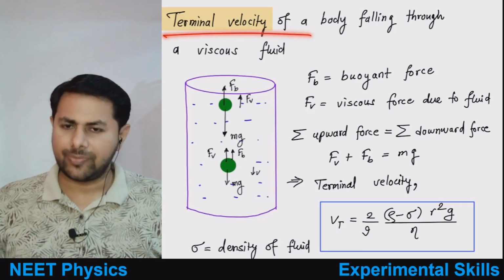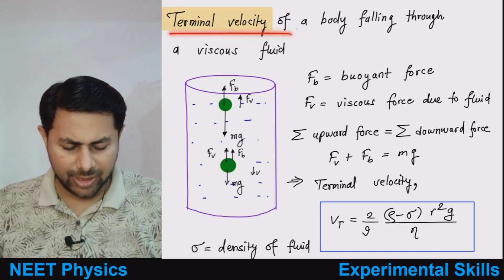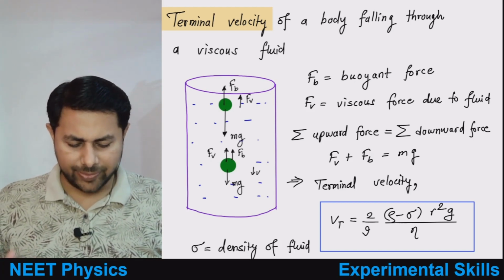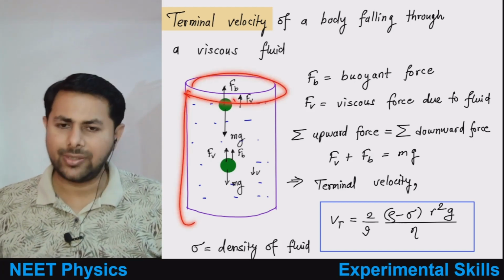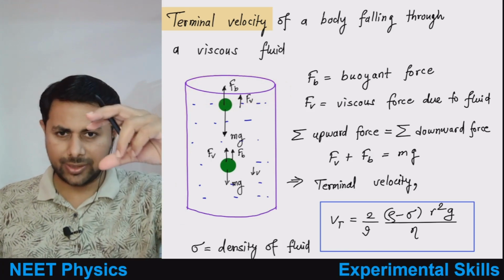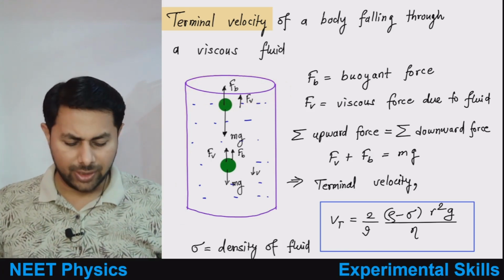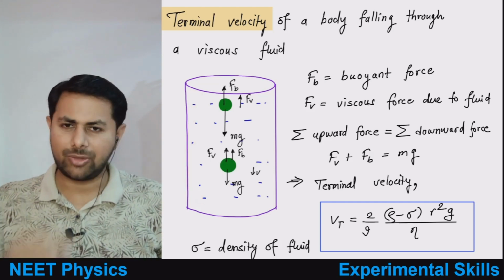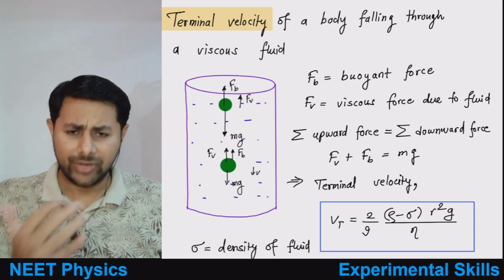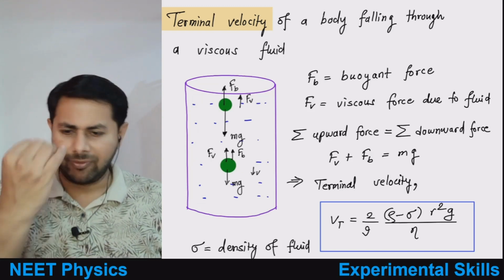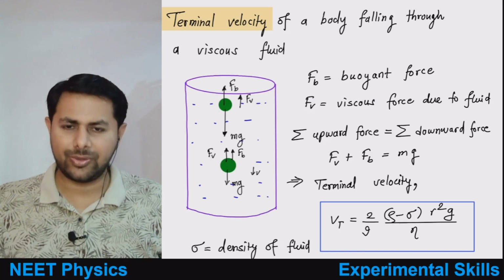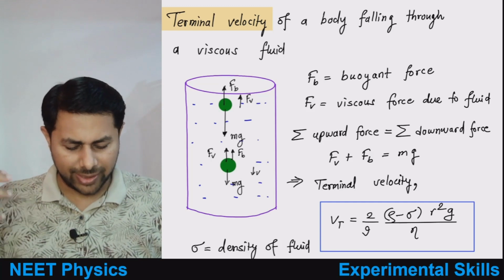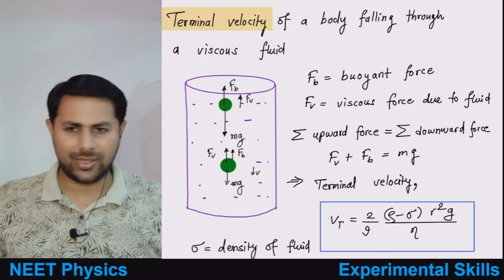Let's see this one. Next experiment: terminal velocity of a body falling through a viscous fluid. In this experiment, you drop some object from some height in a fluid. Now what happens when you drop an object? Initially there would be gravitational force acting on it, because of which its velocity will increase and keep on increasing. If there was only gravitational force, the velocity would have just kept increasing, right?